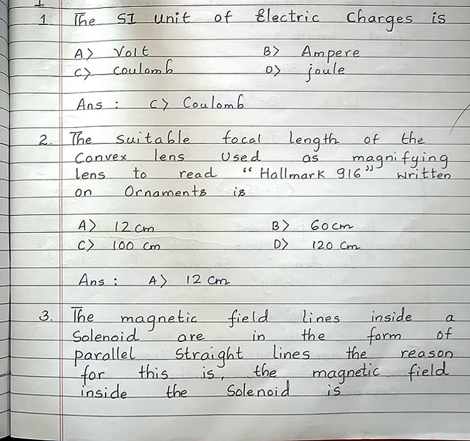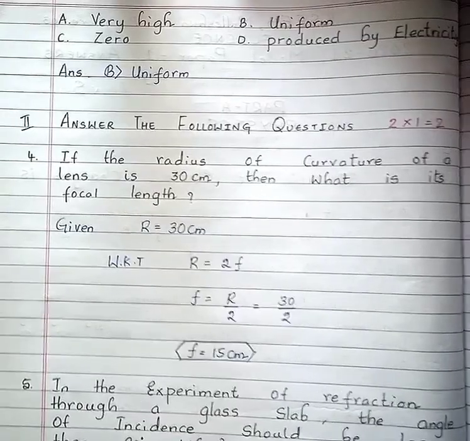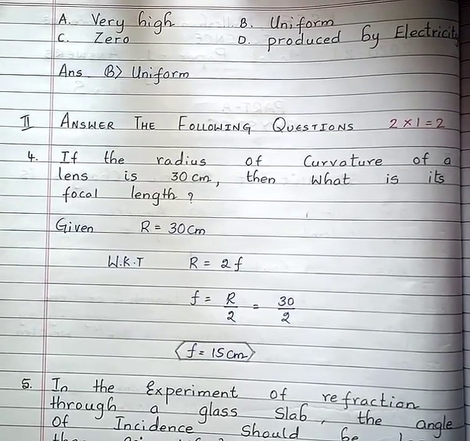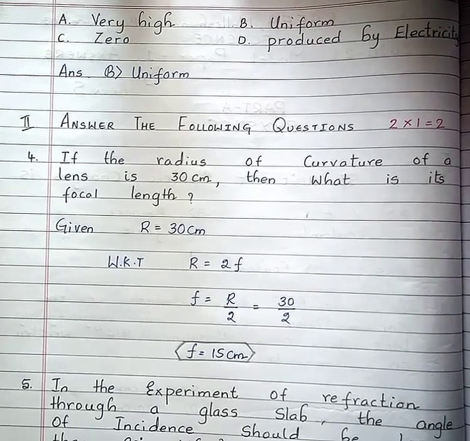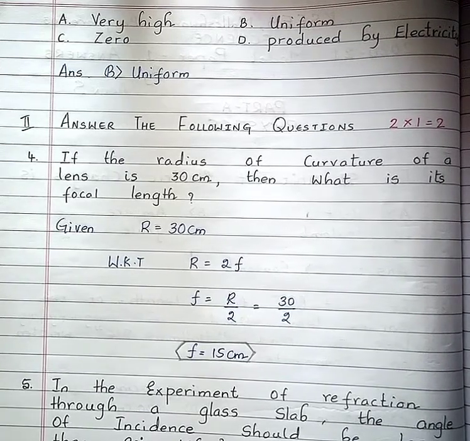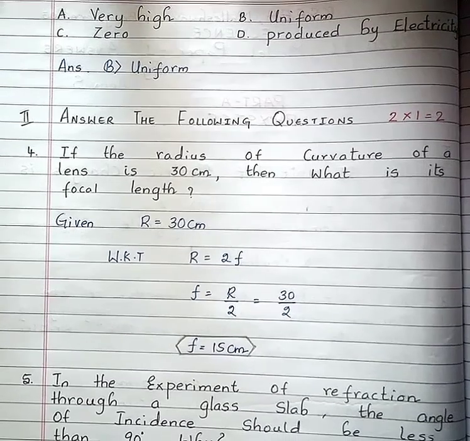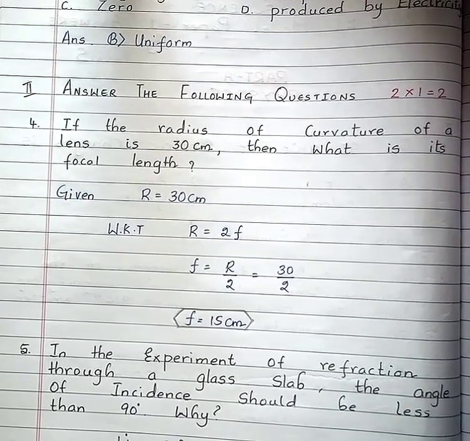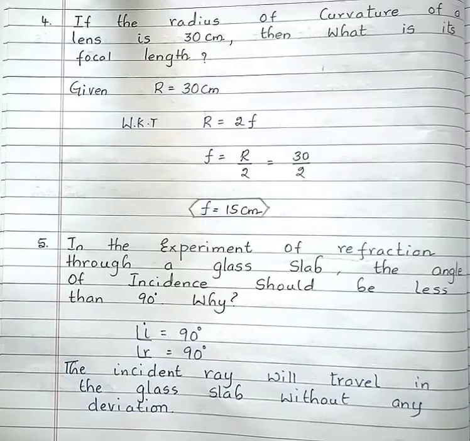Question 3. The magnetic field lines inside a solenoid are in the form of parallel straight lines. The reason for this is the magnetic field inside the solenoid is option A very high, option B uniform, option C 0 and option D produced by electricity. Answer option B uniform.